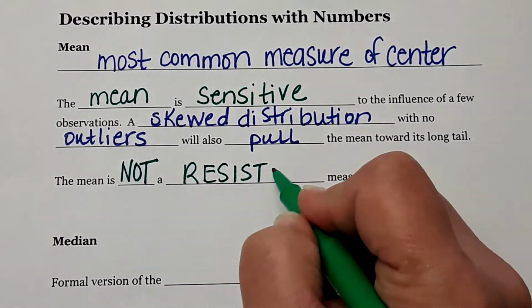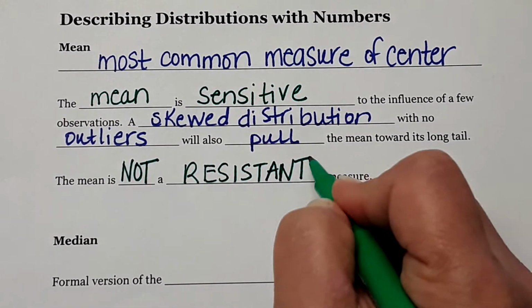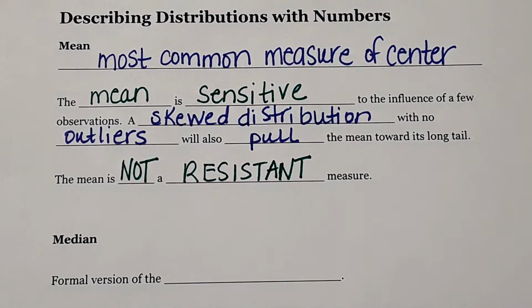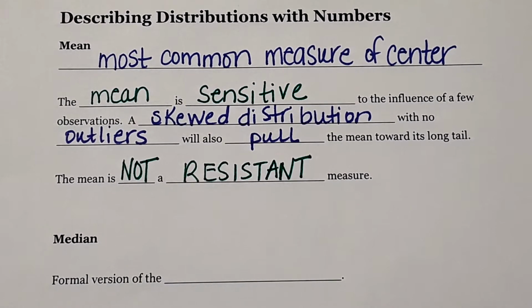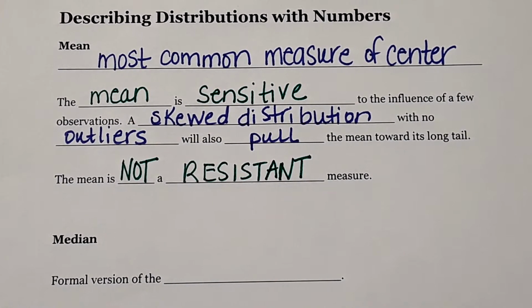What that means is it's pulled, so it's being influenced. A resistant measure isn't influenced by anything. It will stay constant. The mean is not resistant. It's really influenced by high values, low values, and pulled by the tails. So that's what you need to know.